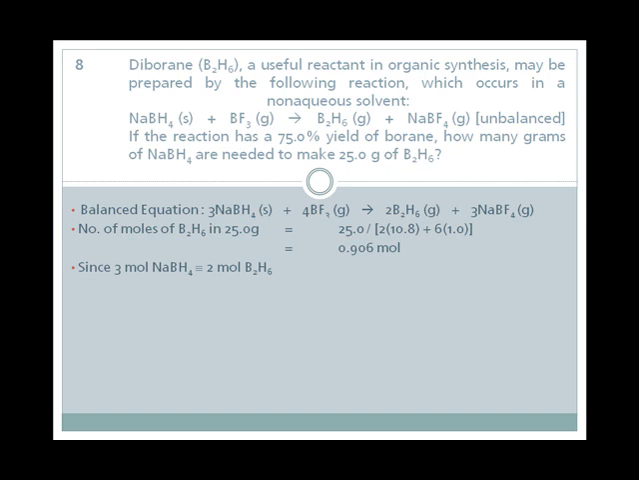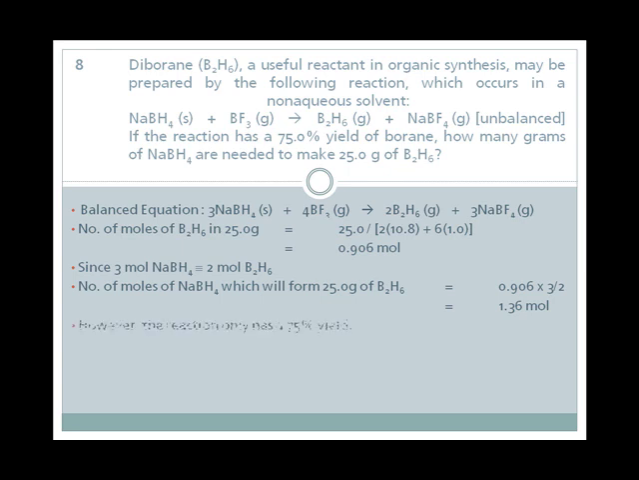How many moles of sodium borohydride do we need? Okay, we will take 0.906 multiplied by 3/2. This is a simple ratio calculation, and we will need 1.36 moles of sodium borohydride. Now when you do this calculation, this is assuming that we have a 100% yielding reaction. The problem now is we only have a 75.0% yield. So we need more sodium borohydride than 1.36, okay, to compensate for the lower yield of diborane.